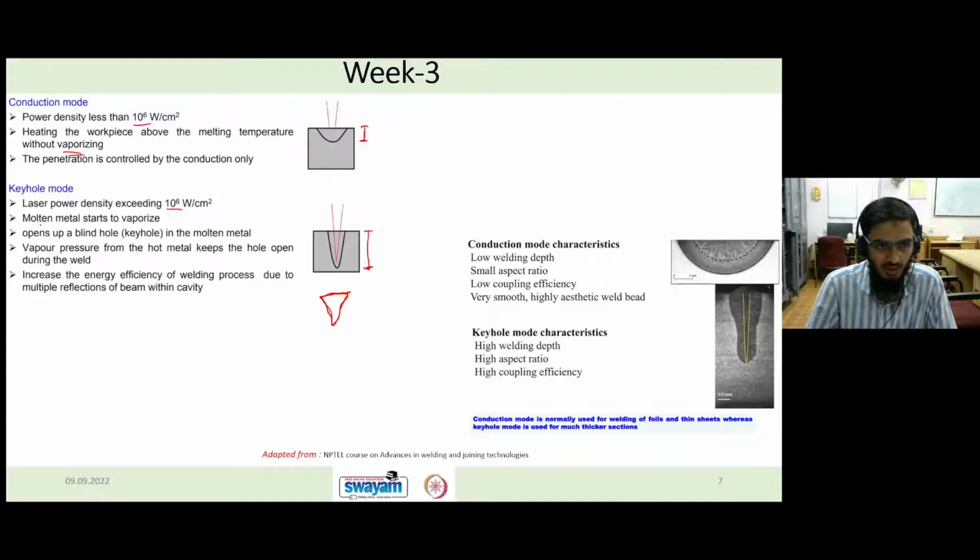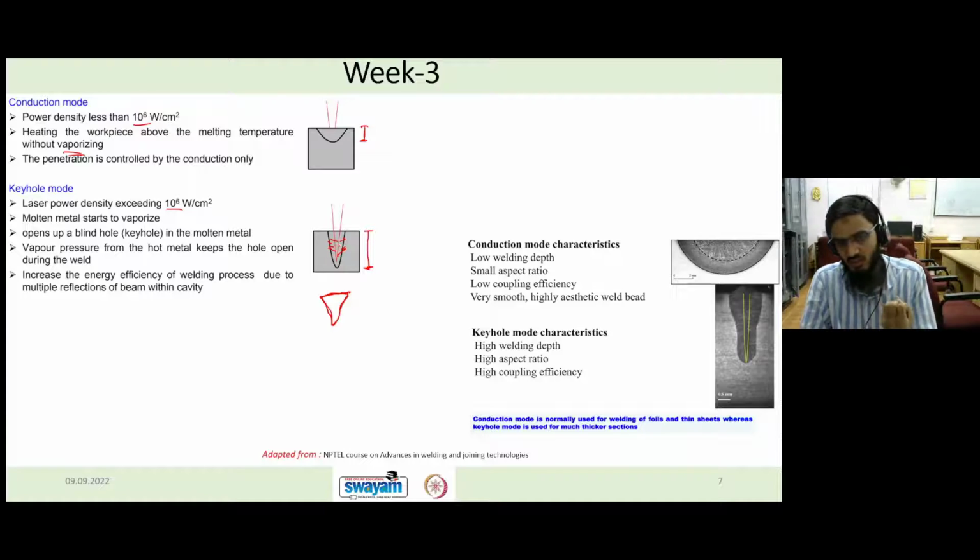Coming to the keyhole, the molten metal starts vaporizing. Since the power is very high, it will absorb the laser and the metal will start vaporizing. So the vapor pressure will come into the picture. Now it opens up a blind hole or keyhole in the molten metal. Vapor pressure from the hot metal keeps the hole open during the welding. It also increases the energy efficiency of the welding process due to multiple reflections of the beam within the cavity. Since the laser is going inside the cavity, reflection from the wall of the cavity will happen, and that will basically minimize the laser beam loss.